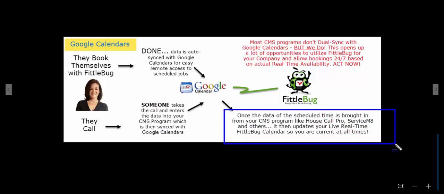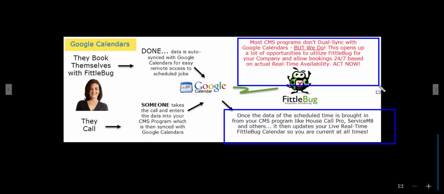So once the data of the scheduled time is brought in from the program that you might have, like House Call Pro or ServiceMate or any of the others that sync with Google Calendars, it then updates your real lifetime FittleBug calendar as well, because we sync both ways. So you are always current with your times in displaying them to the FittleBug application. You see, most CMS programs don't dual sync, but we do.